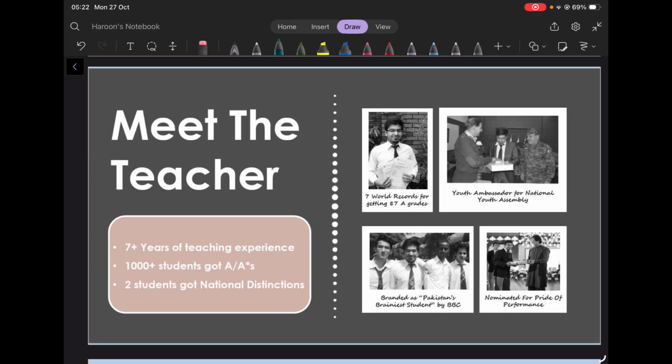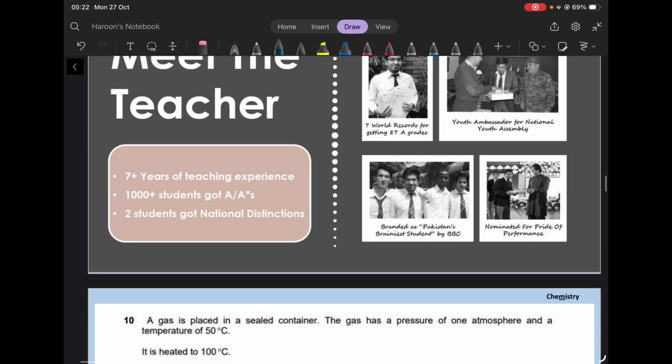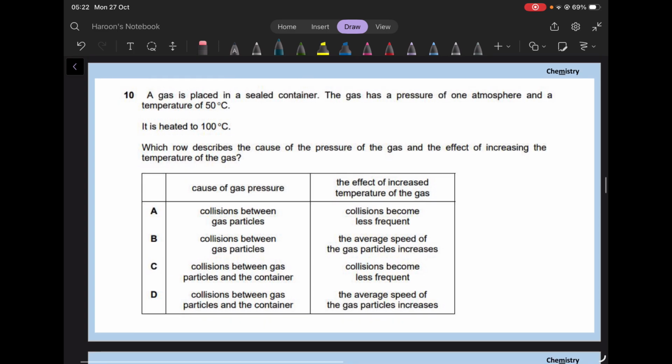Now that we have discussed these concepts related to pressure, volume, and temperature, we'll try to do a few questions. A gas is placed in a sealed container. The gas has a pressure of 1 atmosphere and a temperature of 50 degrees Celsius. It is heated to 100 degrees Celsius. Now we have increased the temperature.